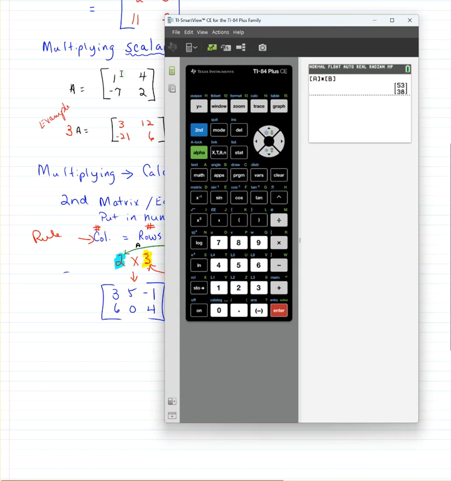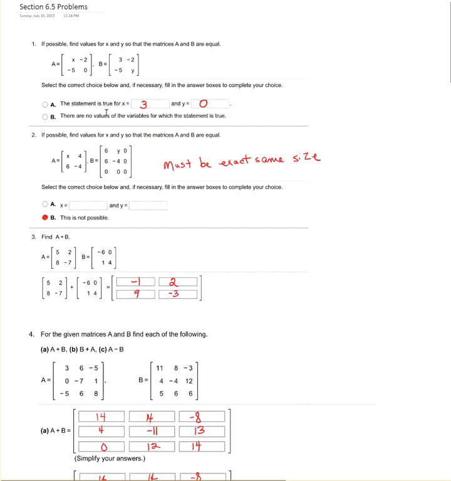Let's go look at our problems. All right, number 1, if possible, find values for x and y so that the matrices are equal. Well, remember they're exactly equal if the elements in the same positions are equal. So what does x have to be? 3. What does y have to be? It has to be 0.